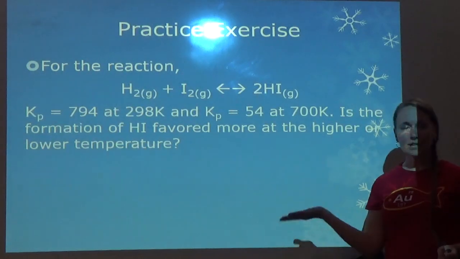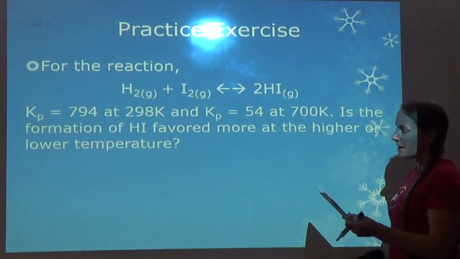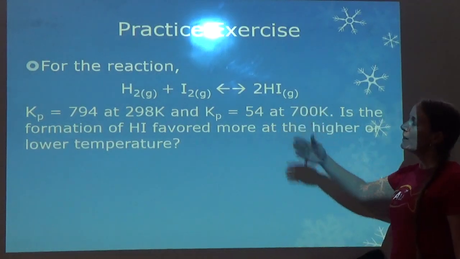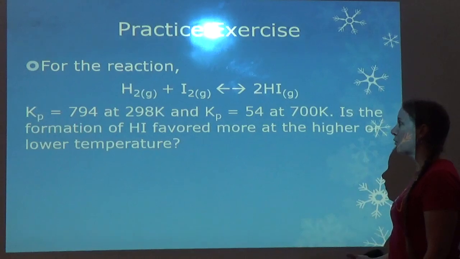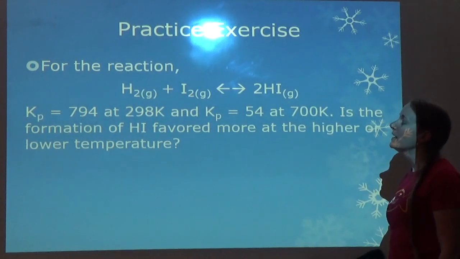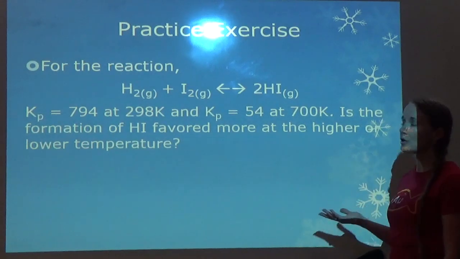Alright, so y'all try this one. I'll assume you paused it and did it, and let's look at it together. It says for this reaction, Kp is 794 at 298 Kelvin, and Kp is 54 at 700 Kelvin. Is the formation of HI favored more at the higher or lower temperature?